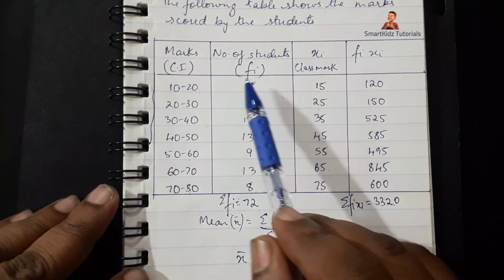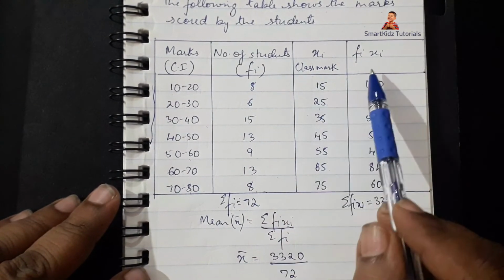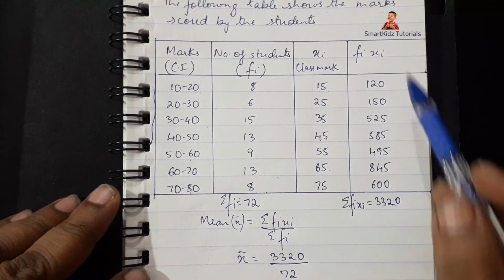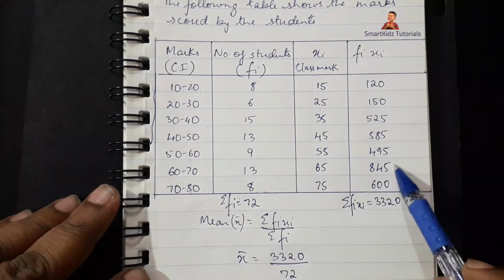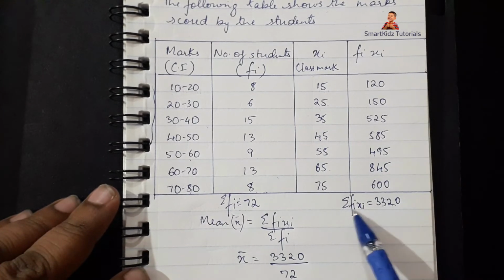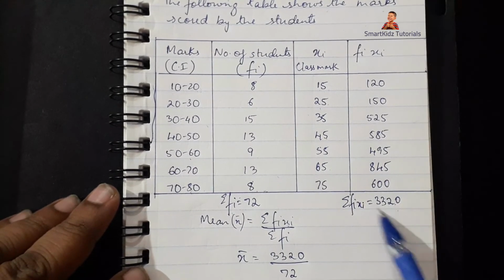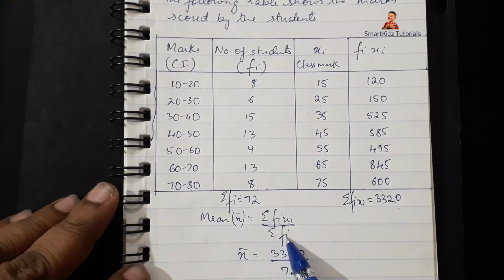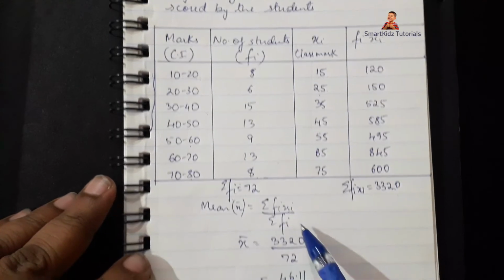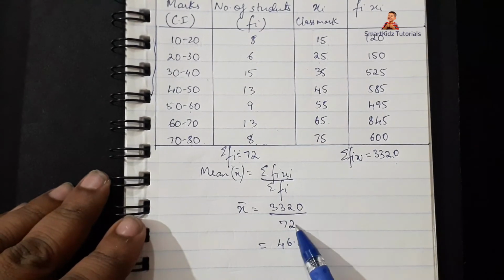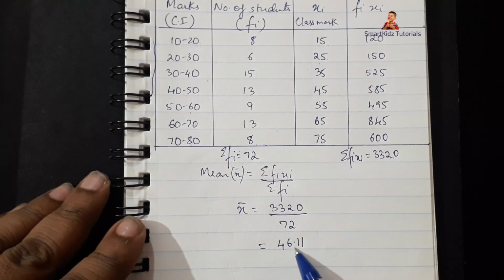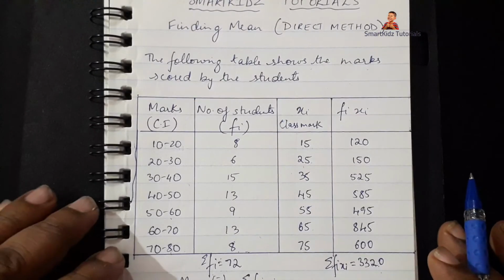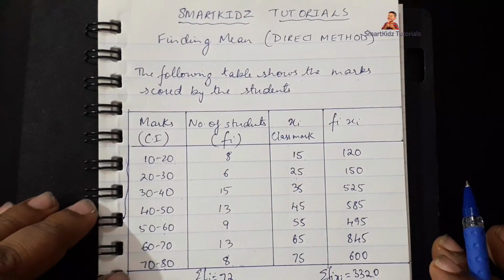Next you have to multiply fi into xi and you will be able to fill up this column. Once you get these individual values, you need to add them up to get a sum total, and this sum total is then used in this formula. So this formula is for getting the mean by the direct method, and we have solved it this way to get our mean, which is 46.11. So I hope you have understood how to get the mean using the direct method.